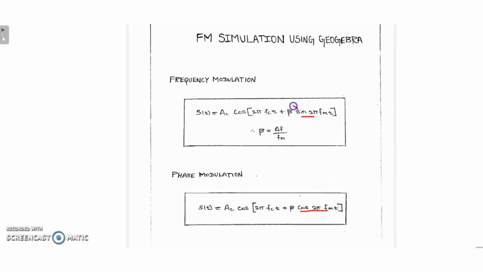And we are varying the beta value, which is the modulation index, and the Fm value, which is the frequency of the message signal. By varying these, we analyze the output of FM. Here beta is delta F by Fm.